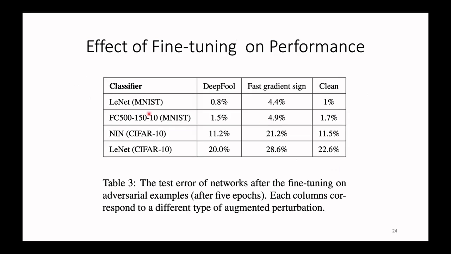And here we see the effect of fine tuning on the performance of each model. So we have Deepfool that consistently improves the performance of the model and reduces the error rate compared to clean models. But the fast gradient sign method decreases the performance and increases the error rate compared to clean models.